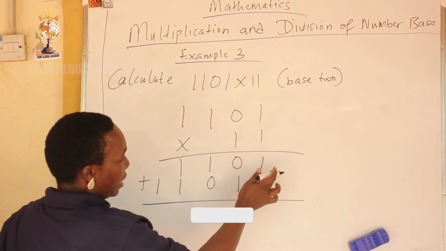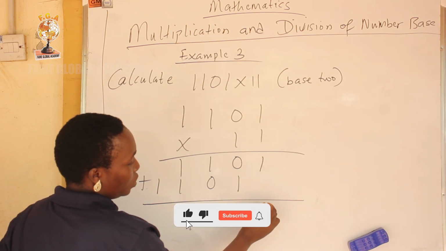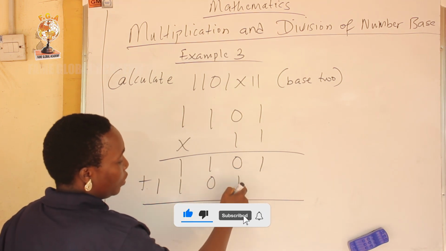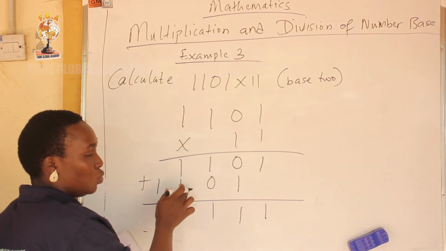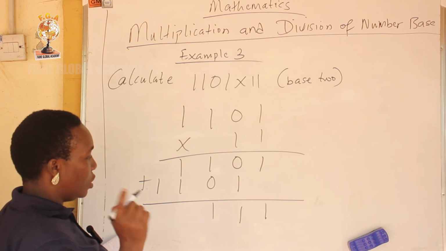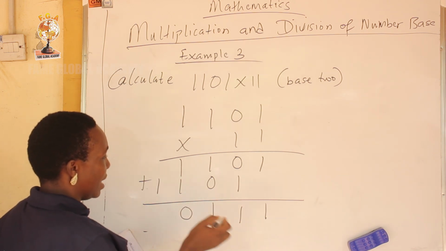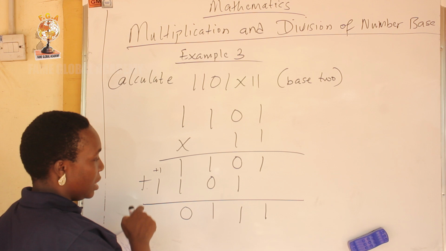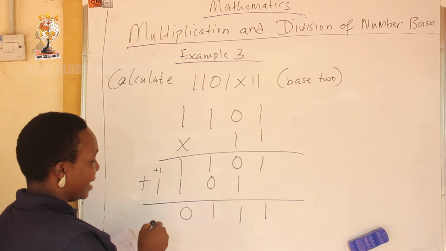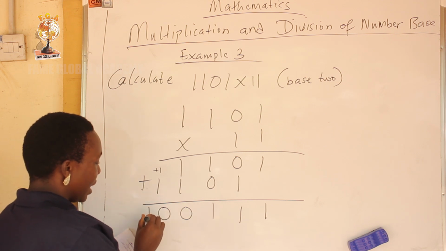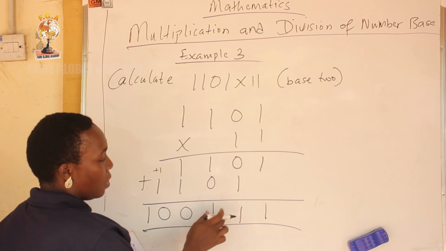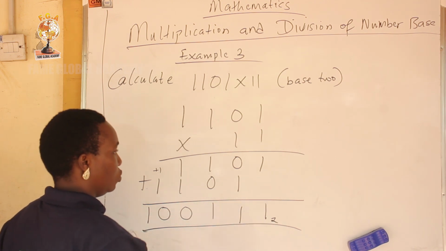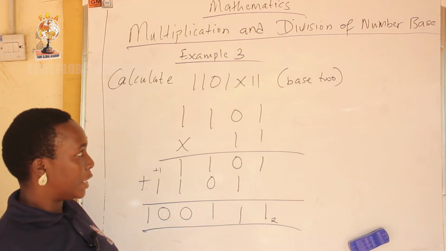Okay, so here there is nothing to add to this one, so you bring it down, 1. 0 plus 1, 1. 0 plus 1, 1. Then here, 1 plus 1 is what? 10. So we write 0, carry 1. So here will now be plus 1. 1 plus 1 again, 10 again. So you write 0, carry 1. Then there is nothing here again, so you bring down your 1. So our answer is 100111 base what? 2.